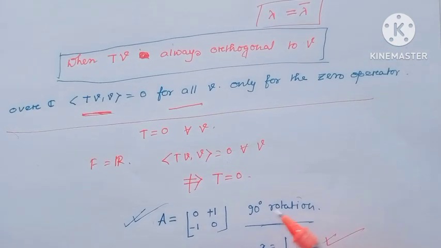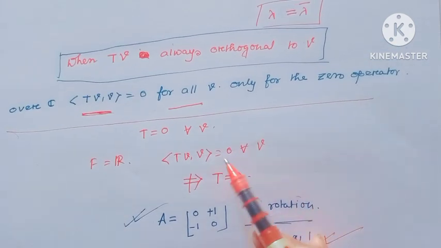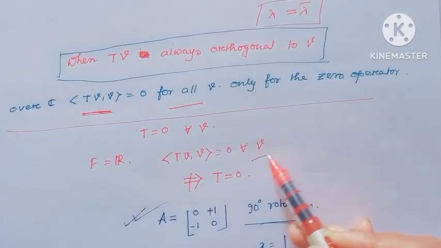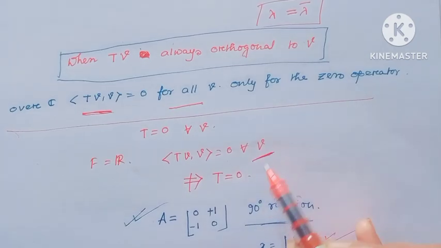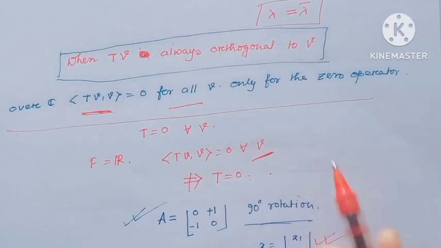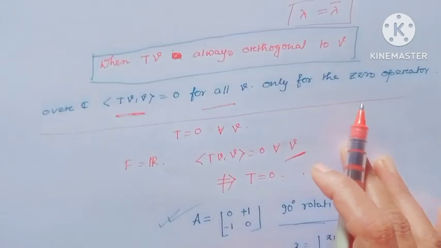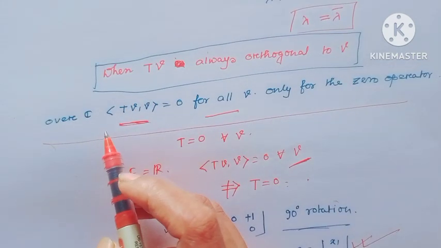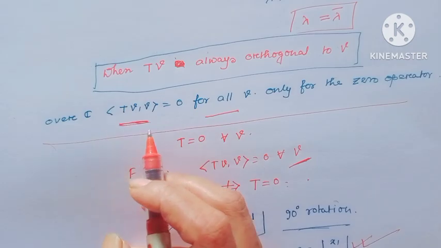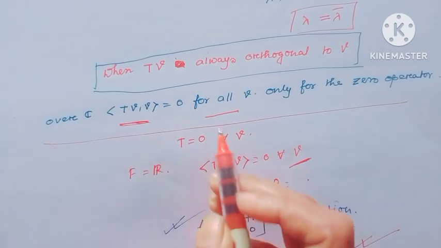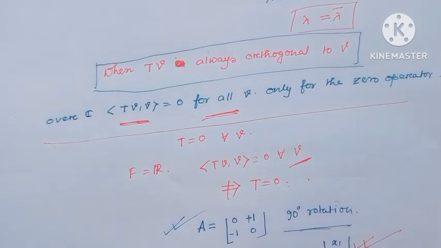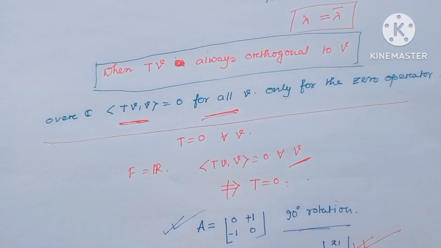That means for a real space, the inner product of Tv with v equal to 0, even if this is true for all v, does not always imply T equal to 0. This is only true when the field is C. In the complex field, if the inner product of Tv with v equals 0 for all v, then that implies the operator T is always the 0 operator.